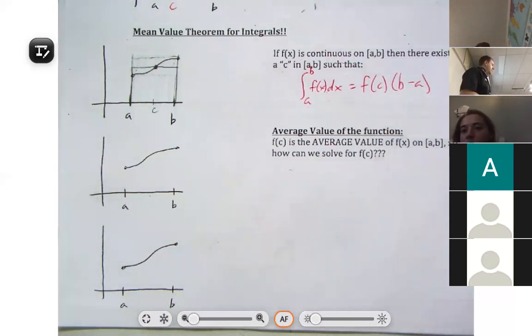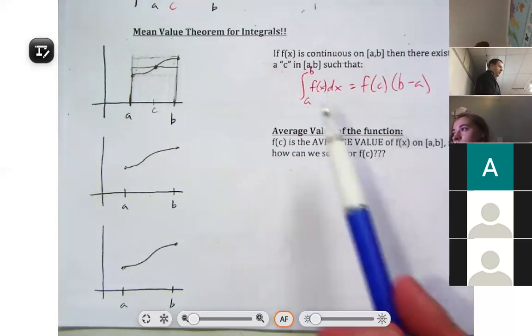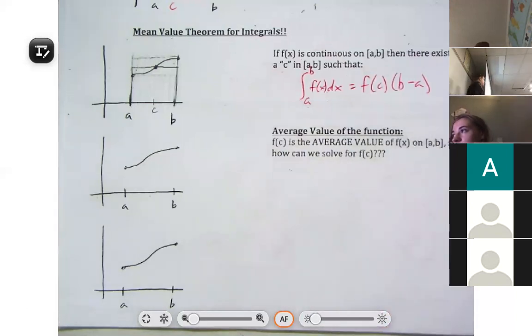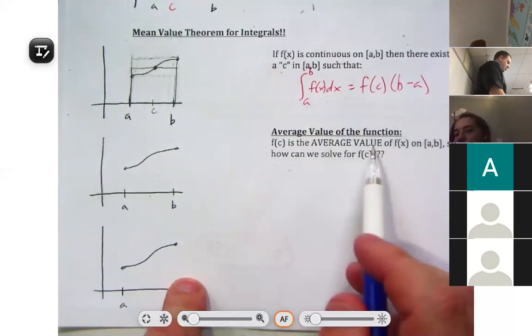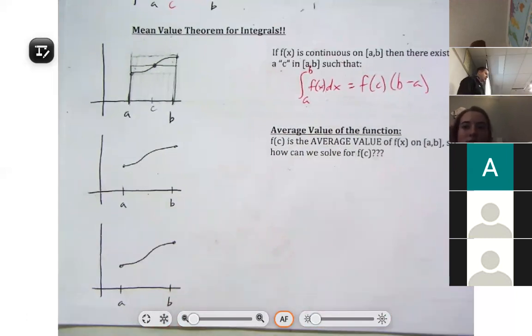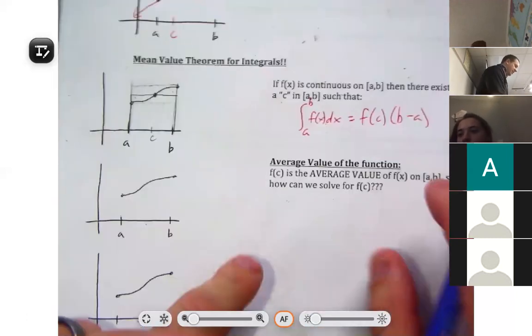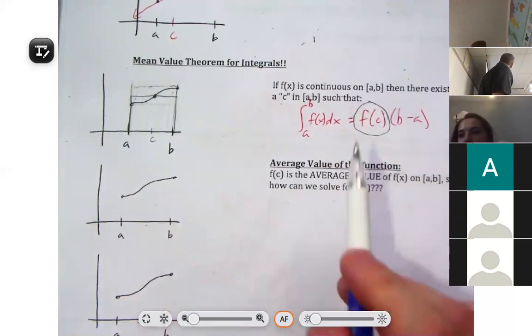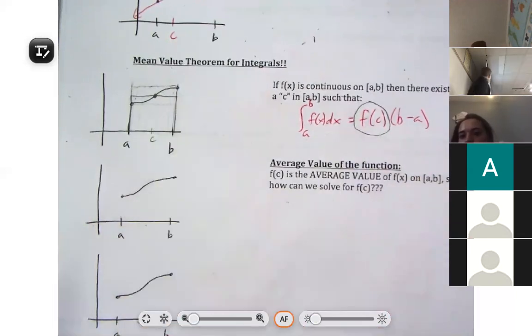Now that's not really a big deal so much as what it leads to. This right here is not a formula you're going to have to know. What I'm about to show you is a formula that you're going to have to have memorized. So the average value of a function, f of c, this height right here, whatever this height is that makes that rectangle happen, is known as the average value of that function.